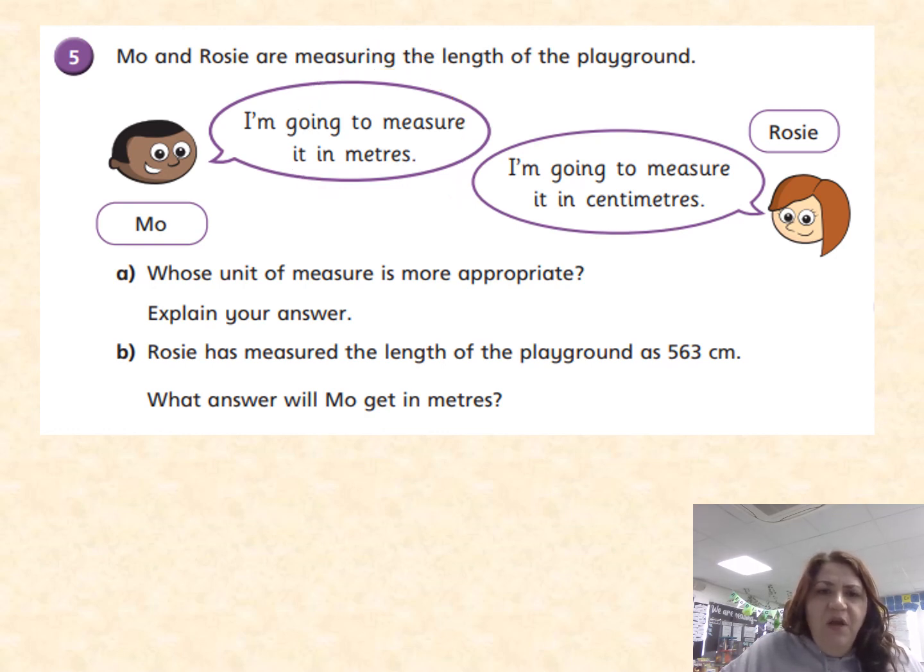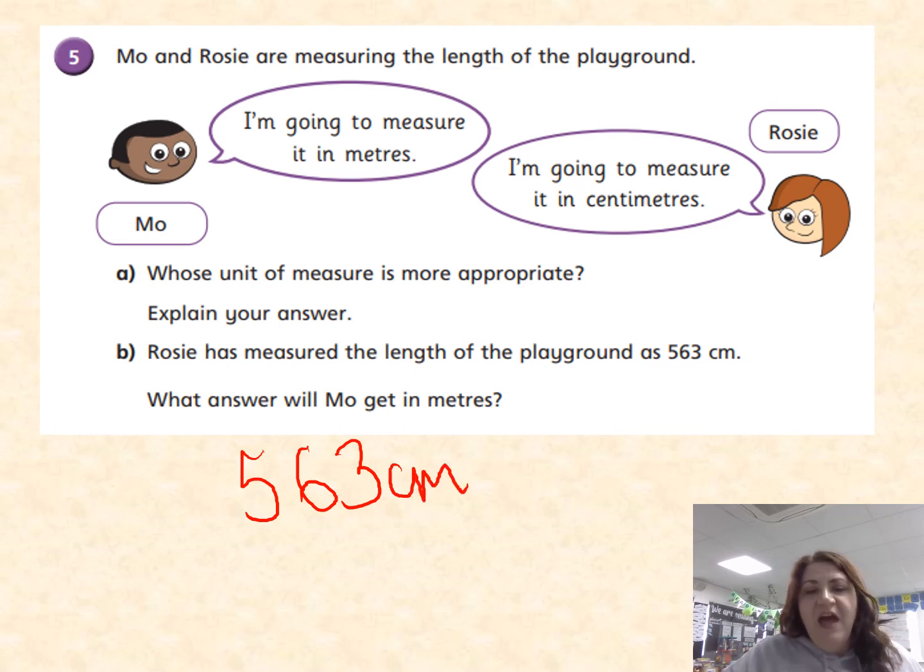Okay. Rosie has measured the length of the playground as 563 centimetres. So she stuck to her guns, didn't she? She definitely decided she wanted to do it in centimetres. So 563 centimetres. How much is that in metres? Now, we're going from a smaller unit to a larger unit. So what do we need to do? We've got our smaller unit. We need to go to a larger unit. What are we going to do? How do we convert from this smaller unit to a larger unit?